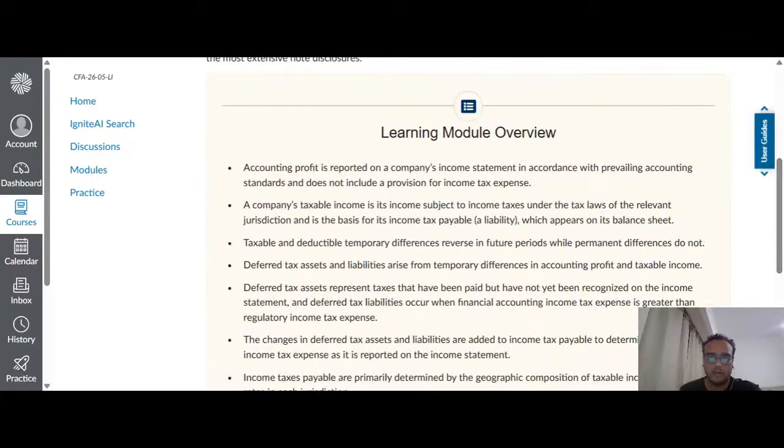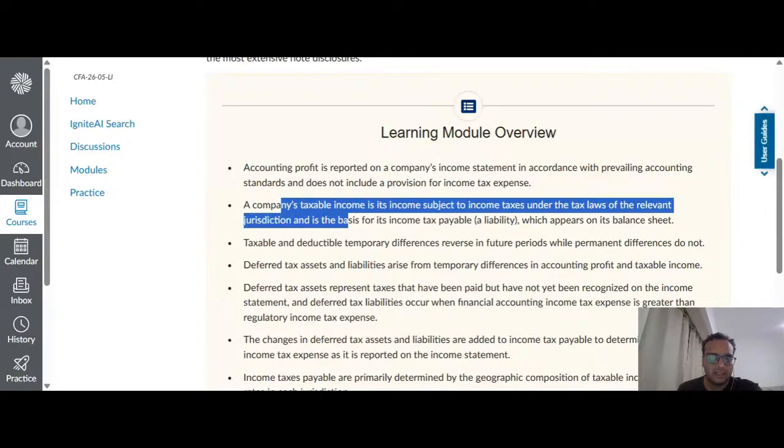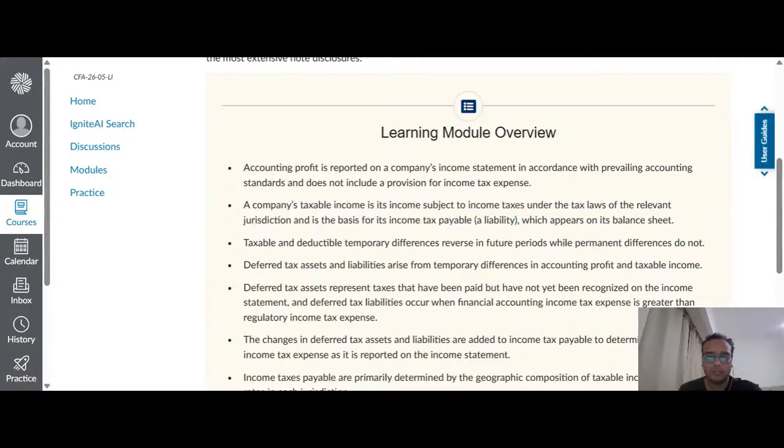So what is going to be the learning module overview? Accounting profit is reported on the company's income statement in accordance with the prevailing accounting standards and not as per the Income Tax Act. The company's taxable income is its income subject to income tax under the tax laws of the relevant jurisdiction and is the basis of income tax payable, which appears on the balance sheet. Taxable and deductible temporary differences reverse in future periods, while permanent differences do not.